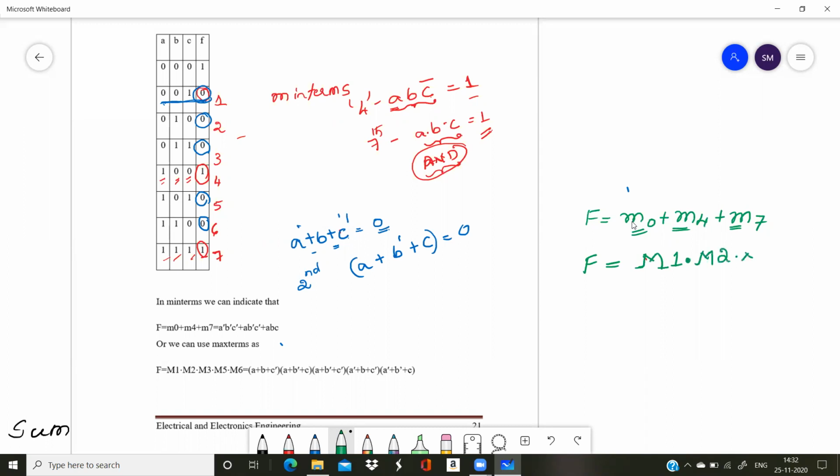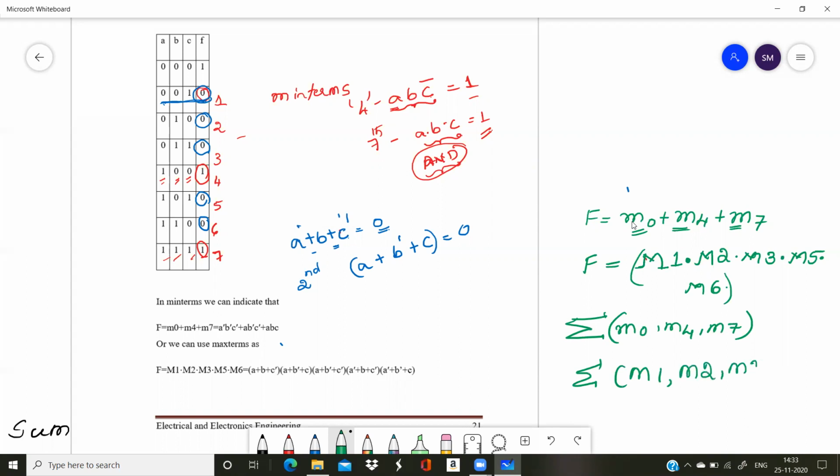M2, M3, M4 is a minterm, M5 is a maxterm, and M6 is also a maxterm. So these are the maxterms. Sometimes this is also written as sigma of M0, M4, M7, or sigma of capital M1, capital M2, M3, M5, M6, like this also. Okay. So this is about the minterm and maxterm.